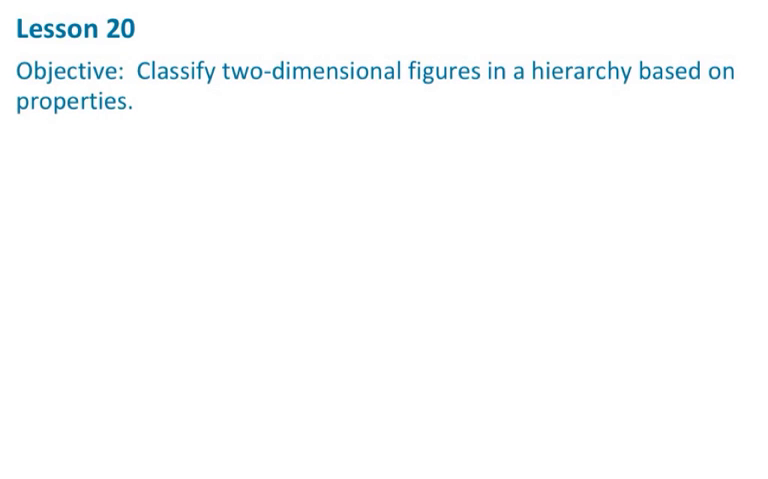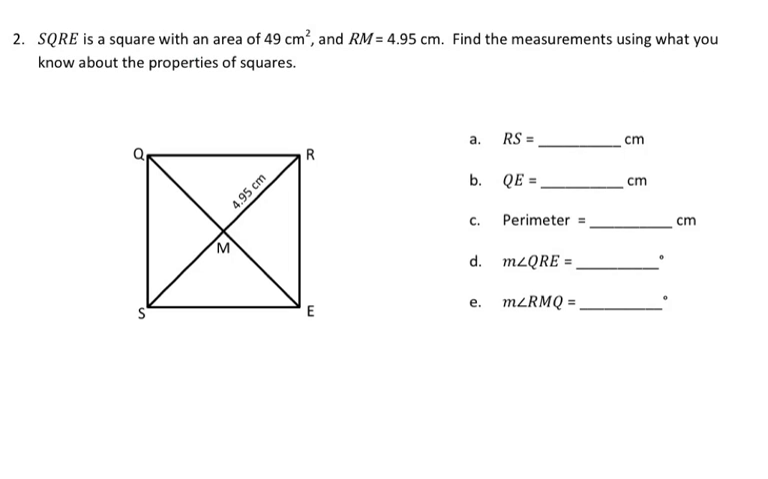This is grade 5, module 5, lesson 20, and the objective in this lesson is to classify two-dimensional figures in a hierarchy based on properties. So we're going to do question number 2, and it says SQRE is a square with an area of 49 centimeters squared, and RM equals 4.95 centimeters. Find the measurements using what you know about the properties of squares.